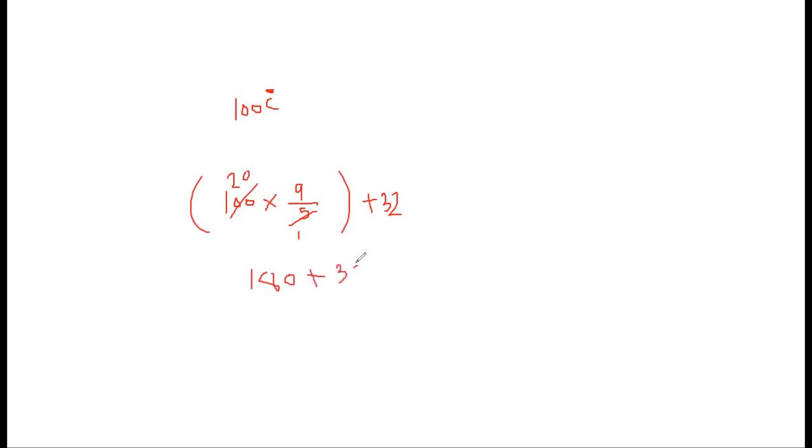Another example. What is the boiling point of water in Celsius? 100. I want to change 100 degrees Celsius to Fahrenheit. So temperature in Celsius multiplied by 9 over 5, then I add 32. 20 times 9 is 180, plus 32 is 212 degrees Fahrenheit. So 100 degrees Celsius is equal to 212 degrees Fahrenheit. Get it?